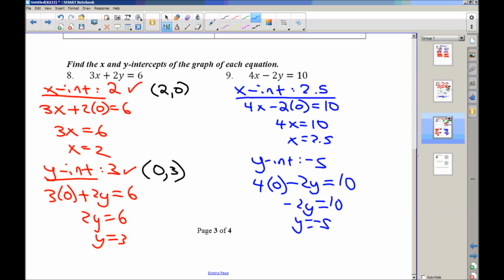Okay, and once again, an x-intercept, remember, is on the x-axis. So it has the x-coordinate of 2.5 and the y-coordinate will always be 0. And a y-intercept is on the y-axis. So the x-coordinate will always be 0. And in this case, the y-coordinate is negative 5.